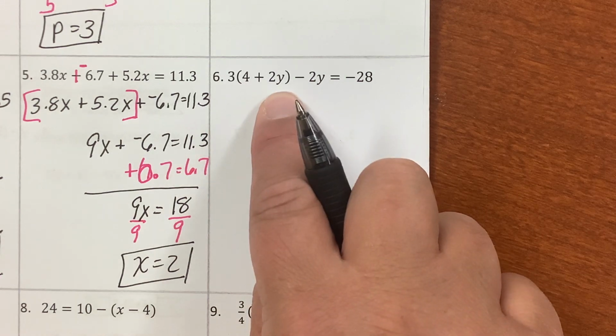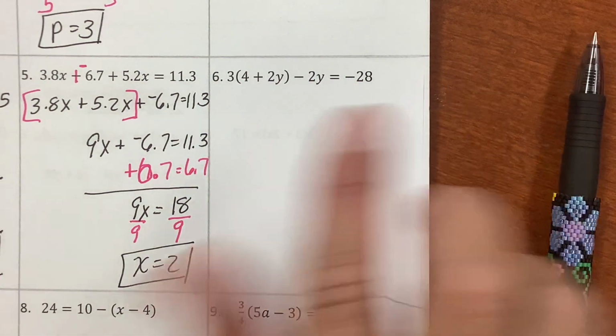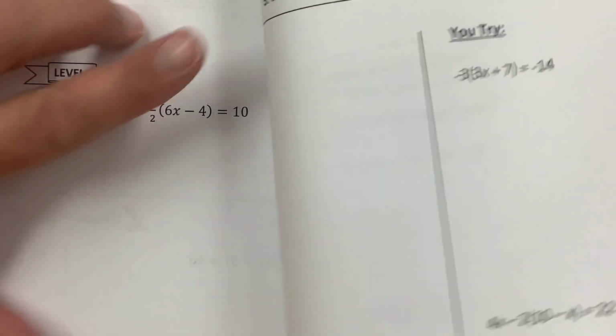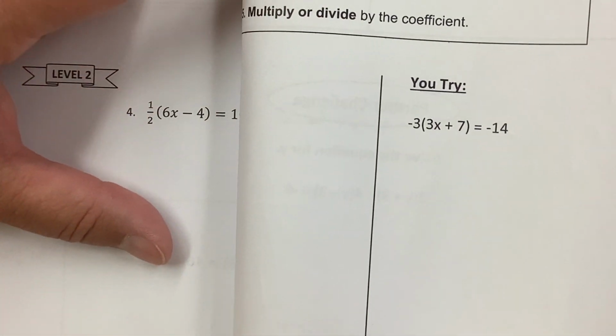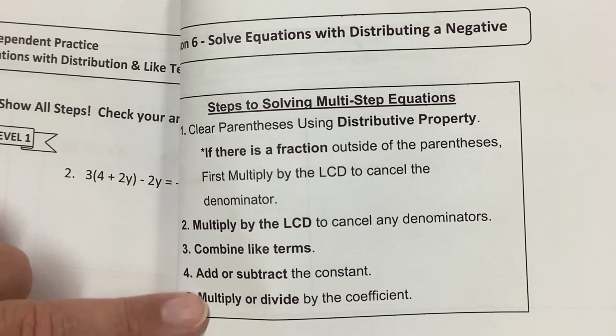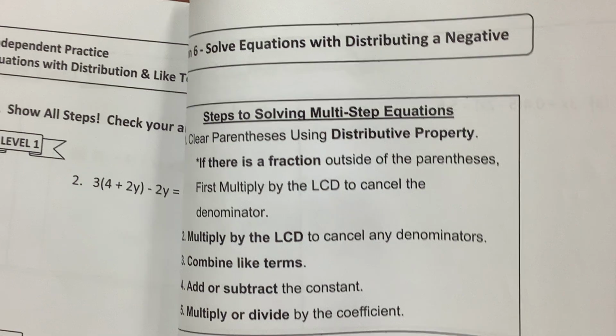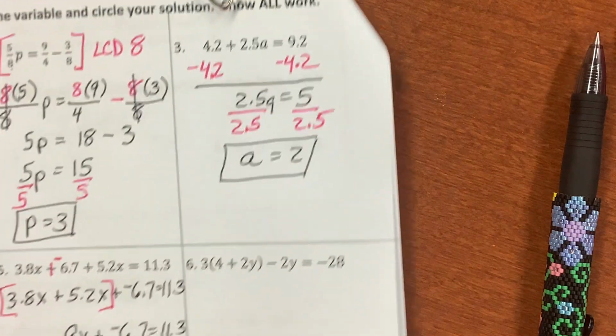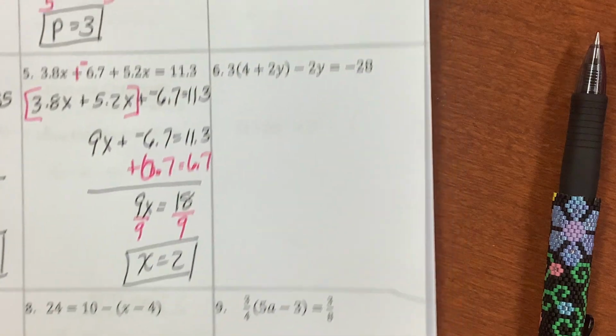That's distribution. So we could go back a couple of pages. Look here. If there's fractions, clear them first. Multiply by least common denominators, combine like terms. So you have to do distribution before you can do combining like terms. So let's do that first.